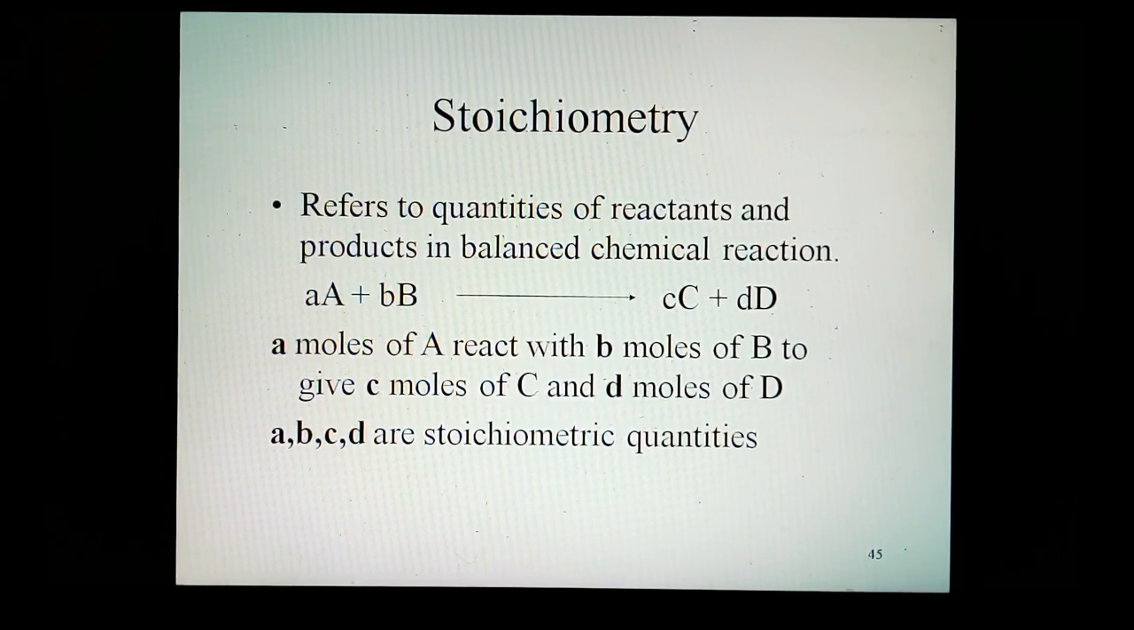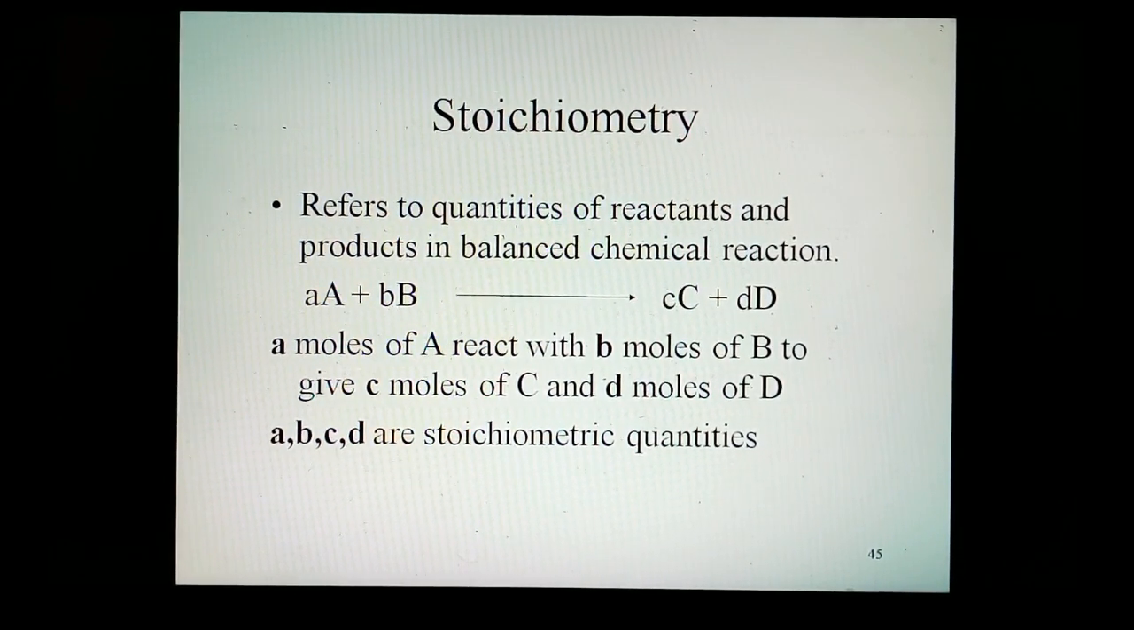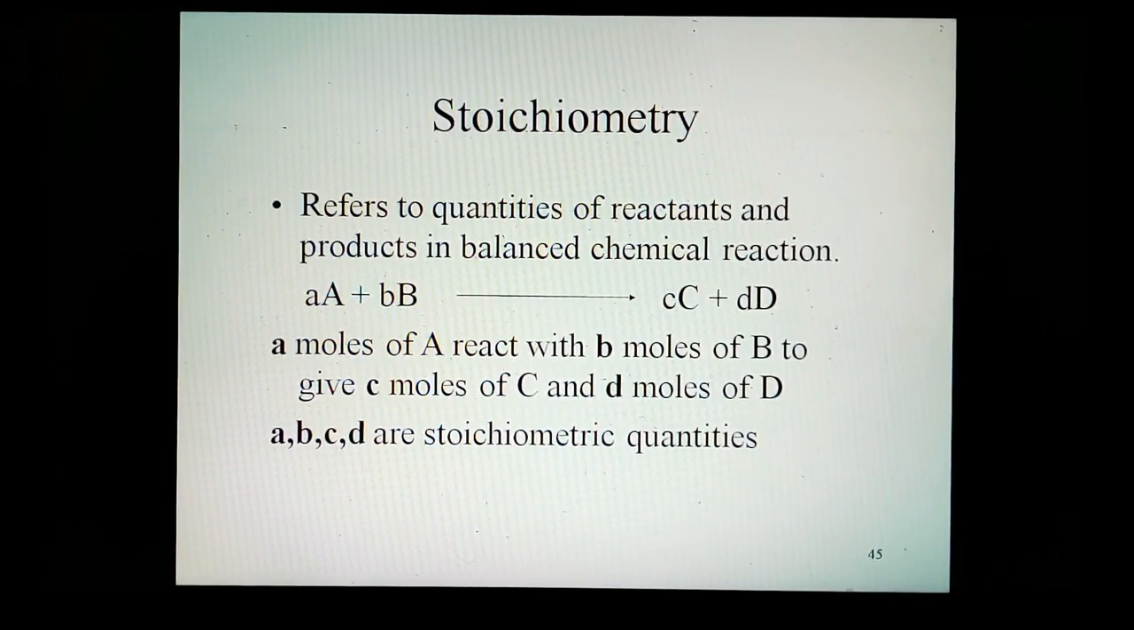Stoichiometry refers to quantities of reactants and products in a balanced chemical reaction. aA + bB = cC + dD. The a moles of A react with b moles of B to give c moles of C and d moles of D. a, b, c, d are stoichiometric quantities.